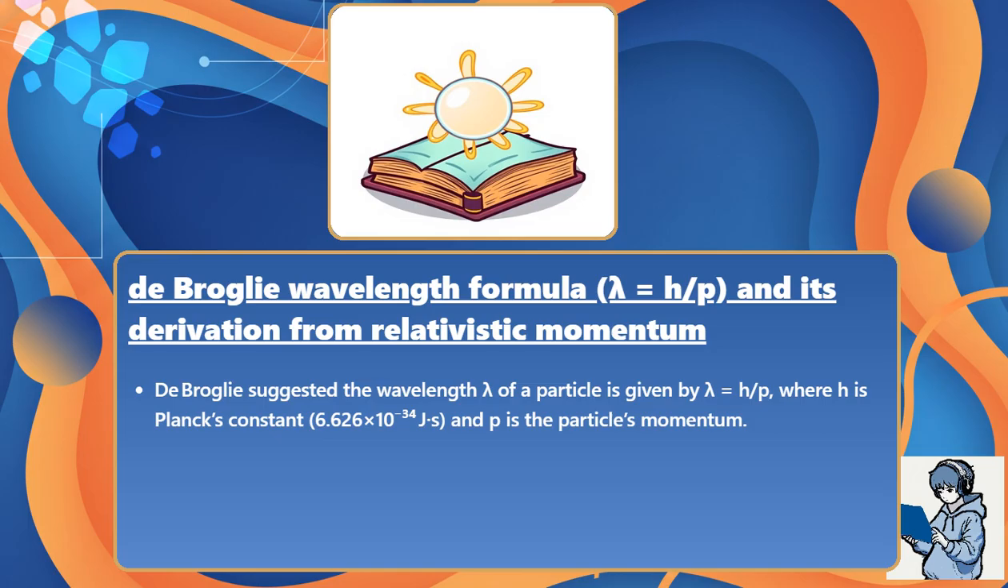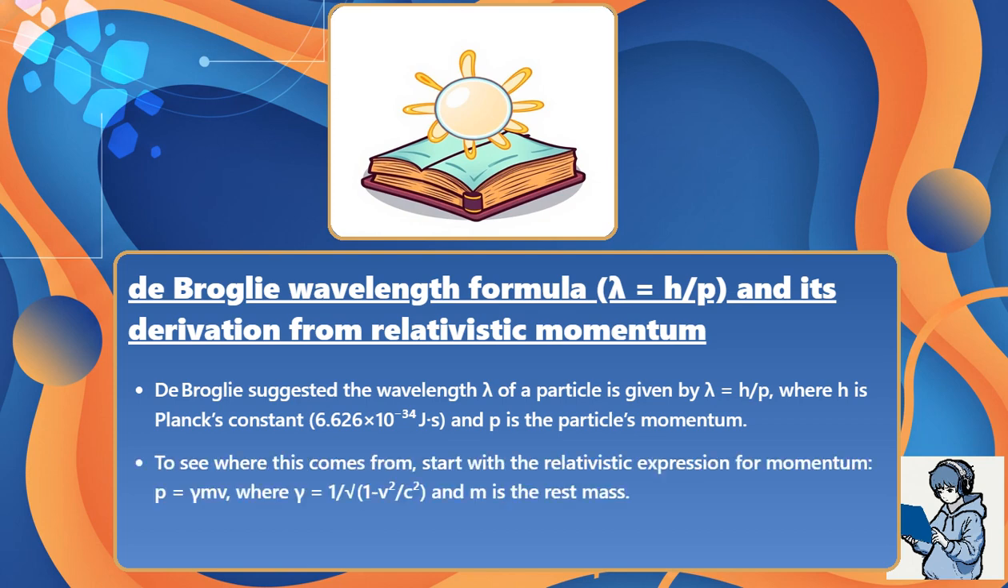De Broglie suggested the wavelength lambda of a particle is given by lambda equals h divided by p, where h is Planck's constant, 6.626 times 10 to the minus 34 joule seconds, and p is the particle's momentum. To see where this comes from, start with the relativistic expression for momentum. p equals gamma m v, where gamma equals 1 over the square root of 1 minus v squared over c squared, and m is the rest mass.